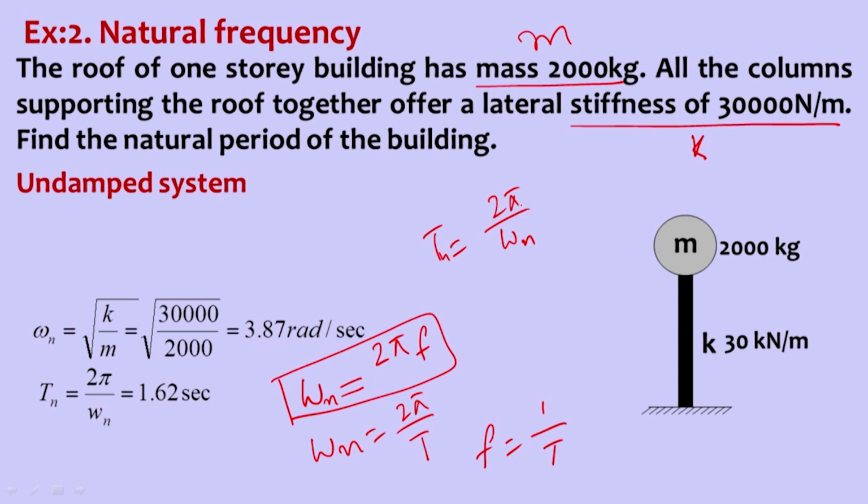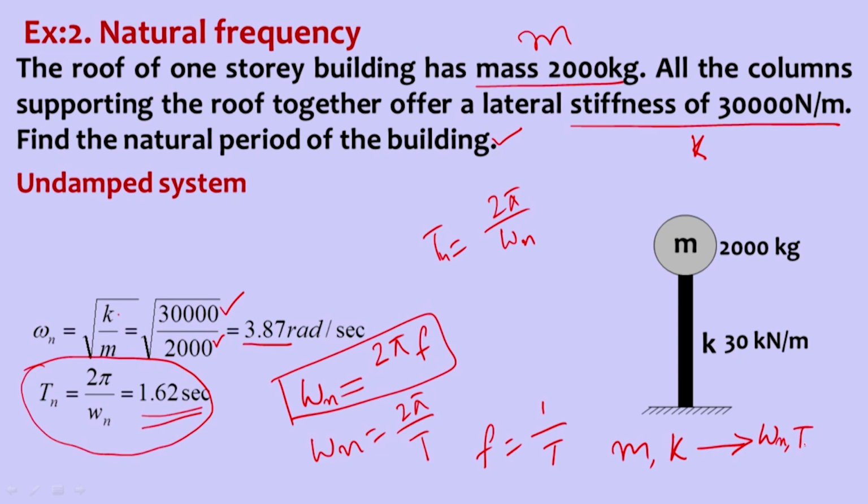So we know how to calculate omega n, which is the square root of k by m. k we know is 30,000 Newton per meter, and m is 2000 kg, so we get 3.87 radians per second. So this is the circular frequency. Then 2 pi divided by 3.87, we get 1.62 seconds. So the natural period of the system is 1.62 seconds, and that's what is asked to calculate. So system parameters, mass and stiffness, are essential for finding the natural characteristics of the vibrating system, that is natural frequency or natural period.